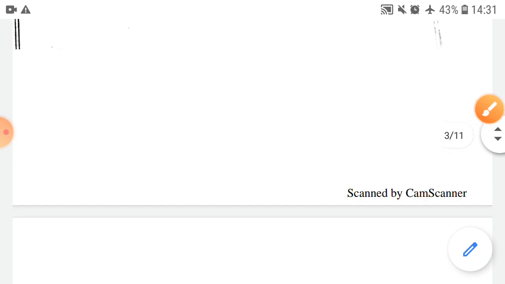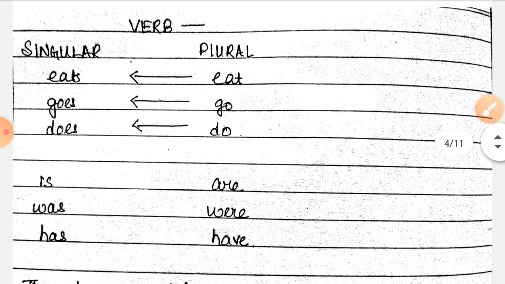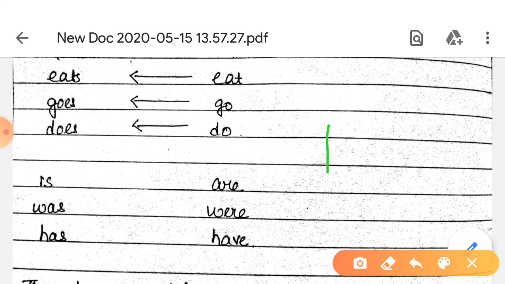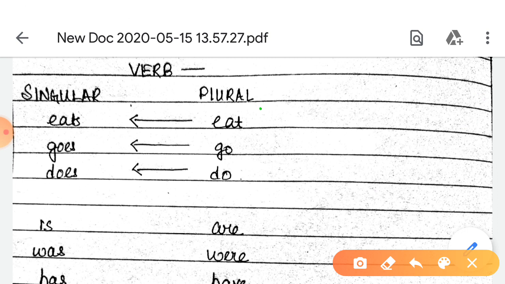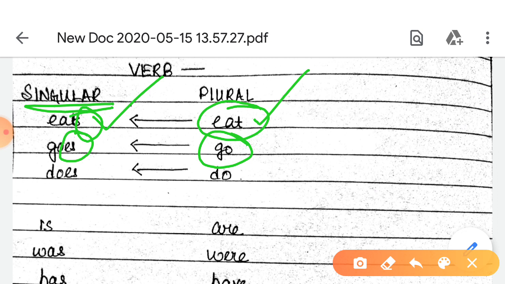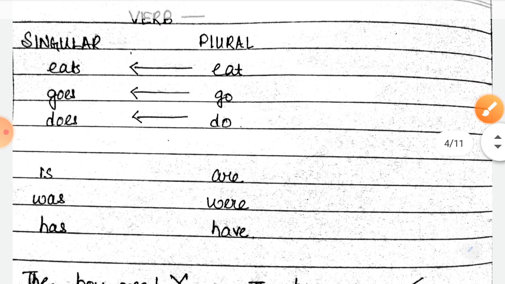Now in case of verb, what is happening? See. In case of verb, this is eat. Now s is getting added over here. Now what is happening? The verb eat is plural, but when s is getting added, it is becoming singular. Go is plural. When es is getting added, it is becoming singular. Do is plural, but when es is getting added, it is becoming singular. So verb plus s or es is singular.